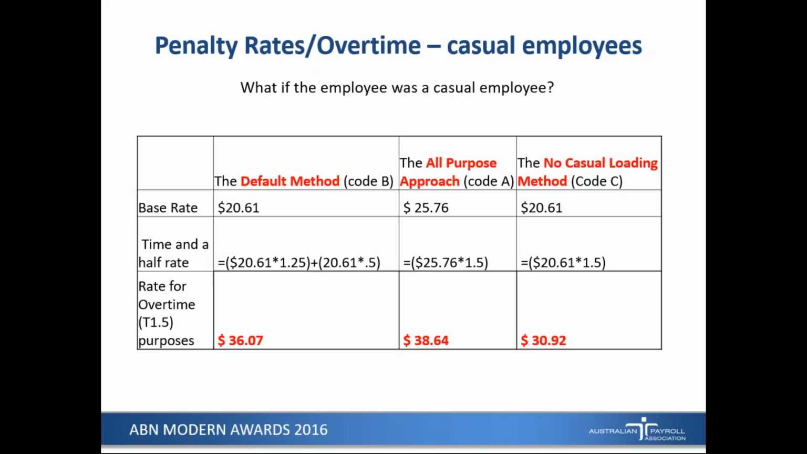One is incorporating the casual loading into their base hourly rate for their normal hours. So if their normal hours were $20 an hour, and their casual loading was 25%, they'd be on $25 an hour. But when they kick into overtime, the time and a half only applies on the $20. You lose the casual loading.